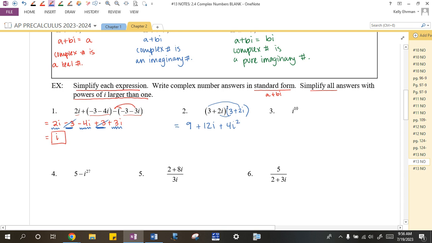Now remember, standard form should not have any i to a power higher than 1 in it. So remember that plus 4i squared is like saying 4 times negative 1, because i squared is negative 1. So we really have 9 minus 4, which is 5, plus 12i. That's our standard form, simplified answer for squaring 3 plus 2i.